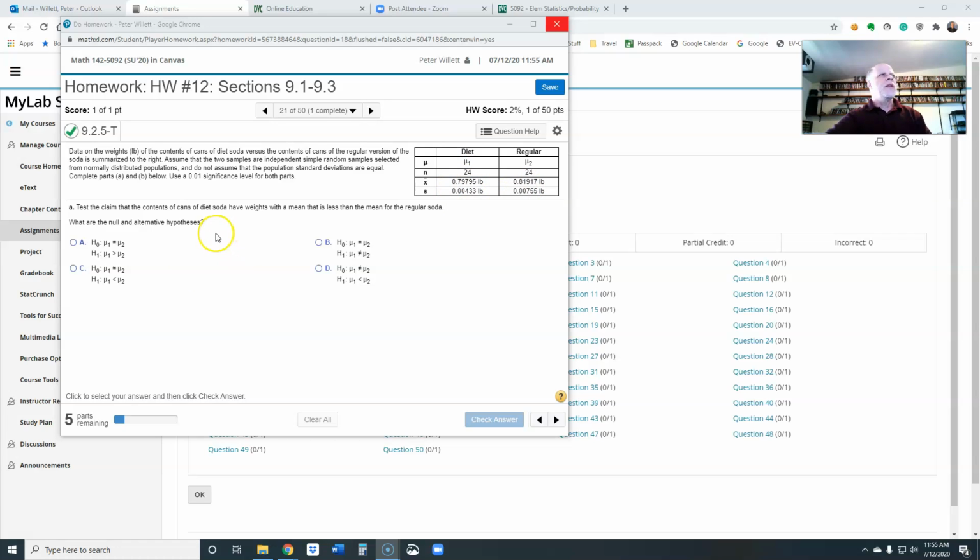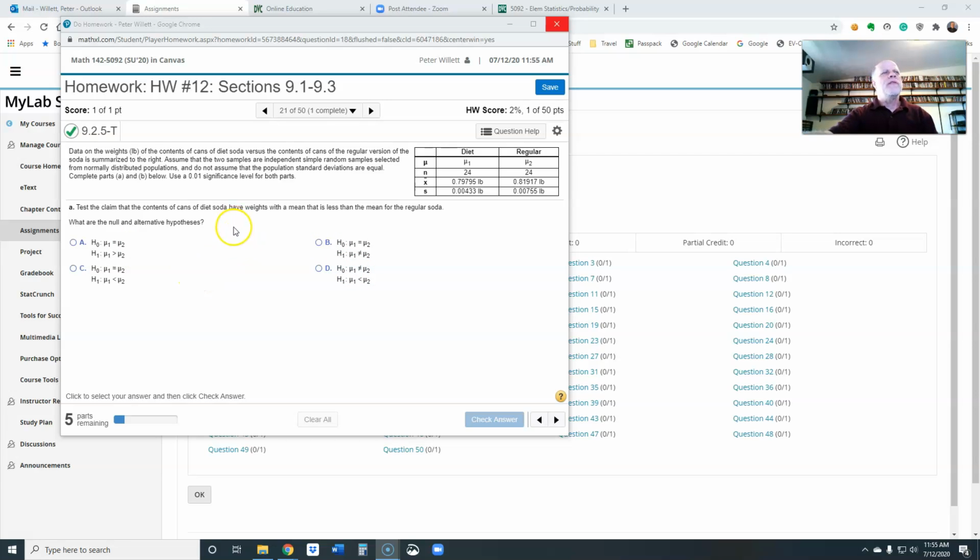So we're going to set up a null and alternative hypotheses here. And so the question is, what are the null and the alternative hypotheses? The null hypothesis would be that our suspicion is incorrect. That instead of the diet soda cans being less, actually they're the same on average. So we would choose a null hypothesis that the average of the first sample population, diet, is equal to the second population, which is regular. And those choices are available in A and B, and in C, only D has something different.